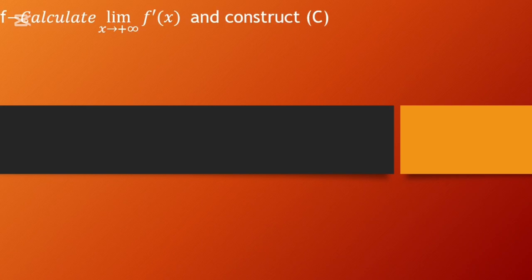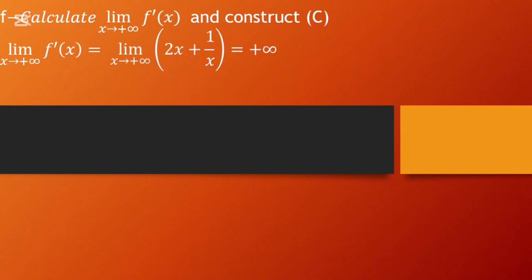Calculate the limit of f prime of x as x goes to plus infinity and construct C. The limit of f prime of x as x goes to plus infinity equals the limit of 2x plus 1 over x as x goes to plus infinity. This is plus infinity, since 1 over x goes to 0. What does it mean? The limit of f prime of x as x goes to plus infinity equals plus infinity. So we have an asymptotic direction parallel to y prime y.